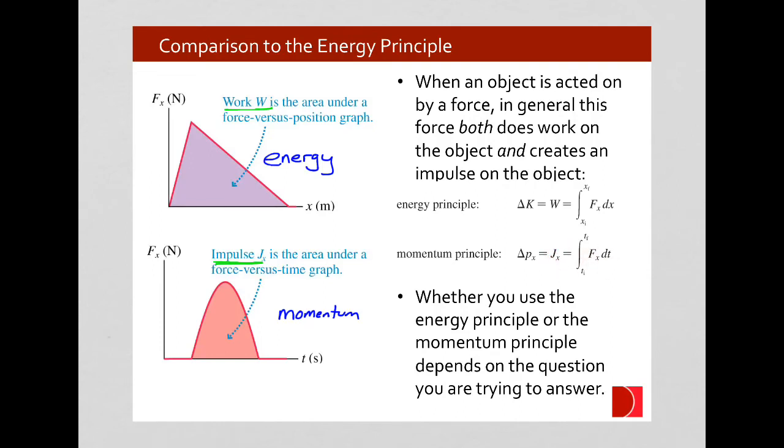In reality, when you have an object that's acted on by a force, this force is doing work, and it's creating an impulse at the same time. If you're applying a force to the object, you're applying that force over an amount of time, and the object is going to accelerate, and so the object will be feeling that force over a distance. And so these two, not only do they look parallel, but in fact both of them are occurring at the same time. They're two separate and parallel ways of representing the motion of an object.